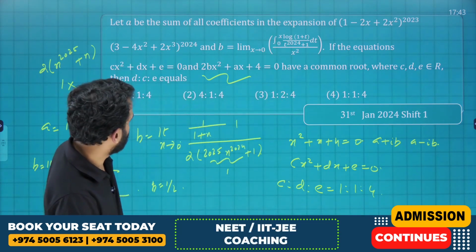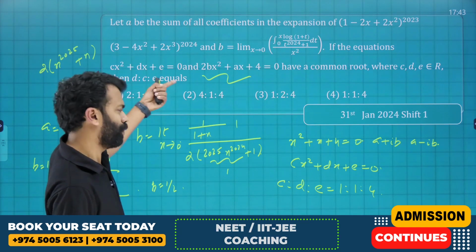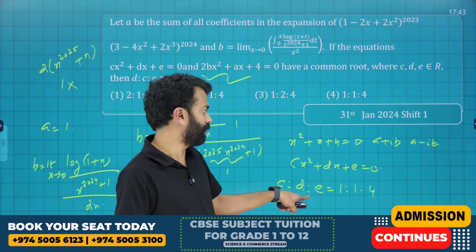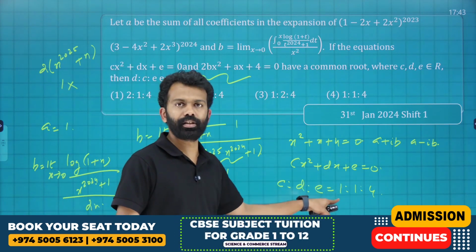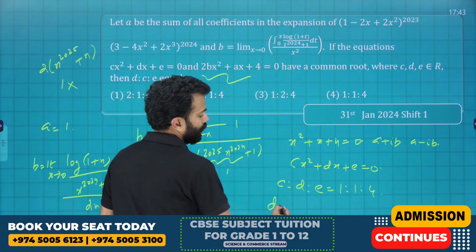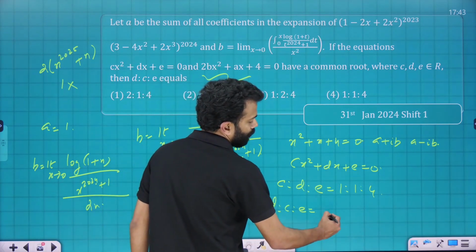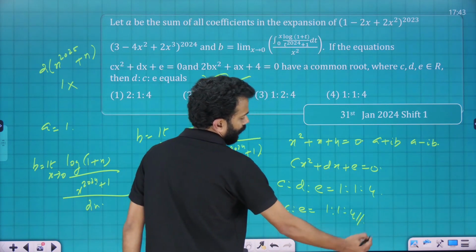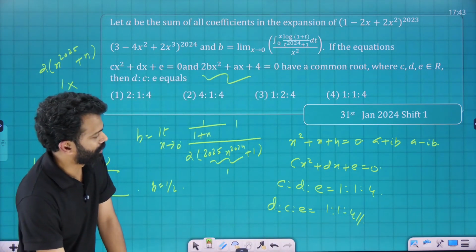Okay, we need to find d is to c is to e, that will be the same. C is to d is to e will be equal to d is to c is to e, as there is 1 is to 1 here. Therefore, d is to c is to e will be equal to what? 1 is to 1 is to 4. Okay, and that is the final answer.